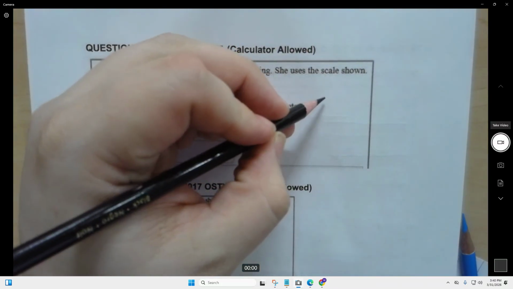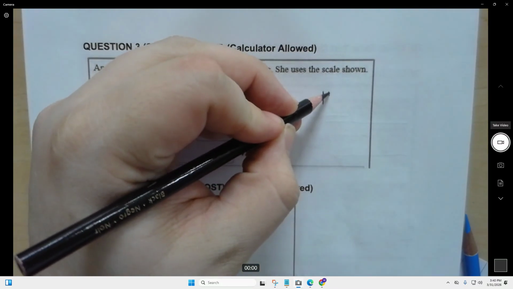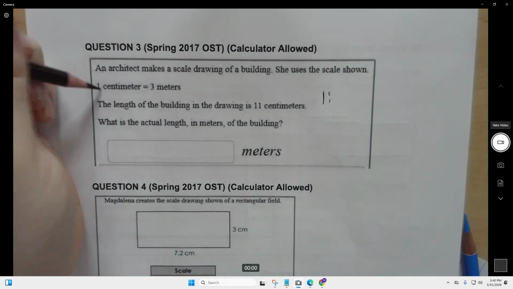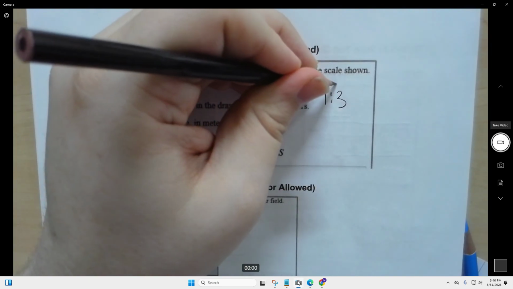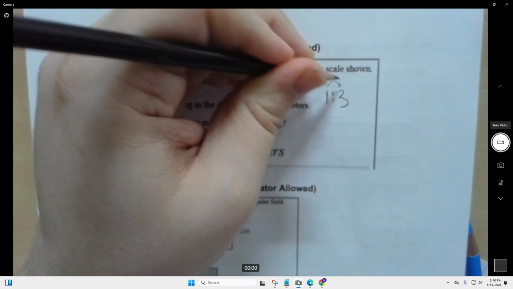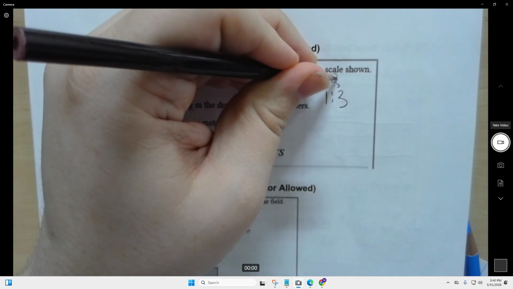So again, we're setting up essentially a ratio. 1 centimeter equals 3 meters. That means it's at a 1 to 3. So when you do this, how do you go from 1 to 3? Via multiplication. You multiply by 3. That's essentially your scale factor.